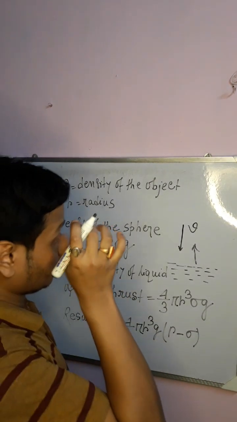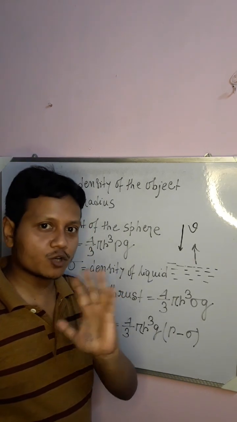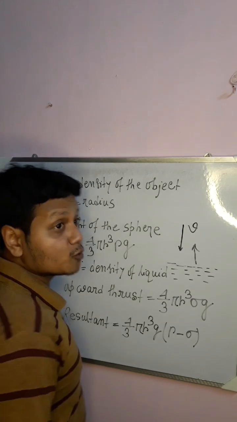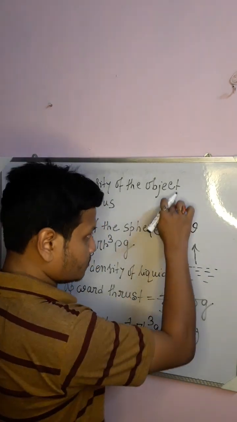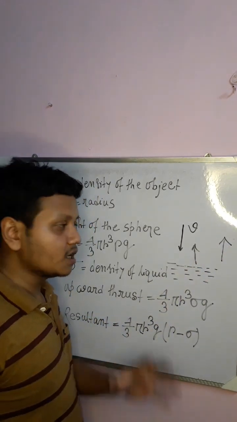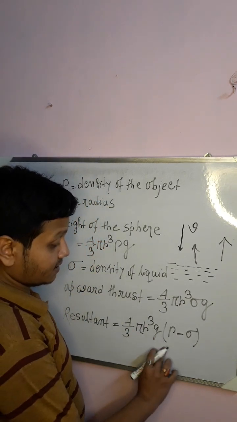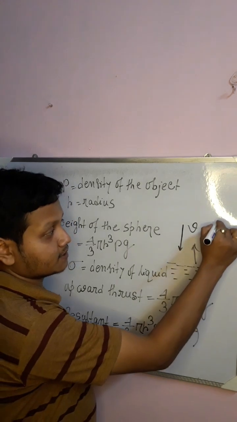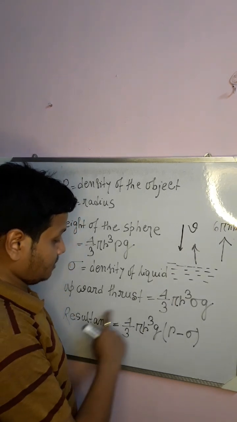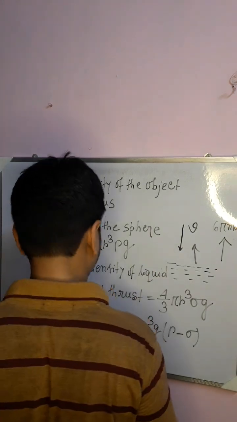Now again, the viscous force opposes the motion of the object. That means the viscous force acts in the opposite direction of the flow of the object. That means the object is falling in this direction, so the viscous force will act in this direction. And we see the resultant of these two forces is this. That means this resultant force is balanced by this viscous force in equilibrium condition. In equilibrium condition, this resultant gravitational force is balanced by the viscous force.